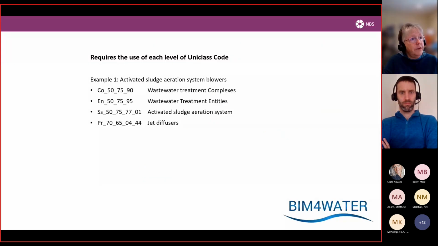So this is one of the examples that Greg brought up here. And you can see here, and I think this partially answers one of the queries that came through in advance, that there's a suggestion that you could do everything via products, and actually that's not necessarily going to be the most appropriate way to work, because your jet diffusers in this particular instance could be used in not just the activated sludge aeration system, but could be used in other instances as well.